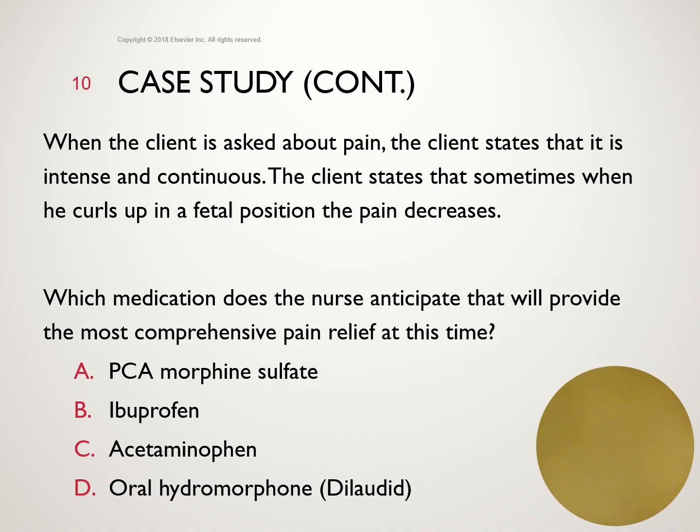When the client is asked about pain, the client states that it is intense and continuous. The client also states that sometimes when he curls up in a fetal position, the pain decreases. Which medication does the nurse anticipate will provide the most comprehensive pain relief at this time? Is it PCA morphine sulfate, ibuprofen, acetaminophen, or oral hydromorphone, which is also known as Dilaudid? The correct answer is the PCA morphine.